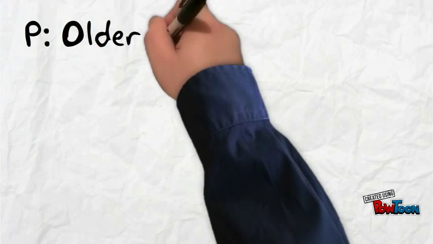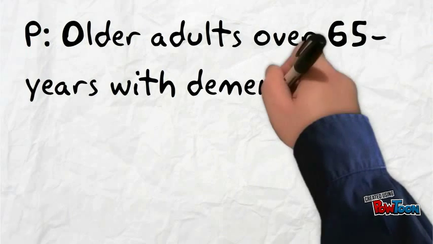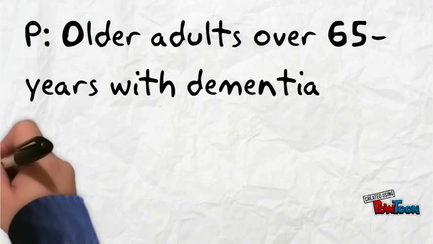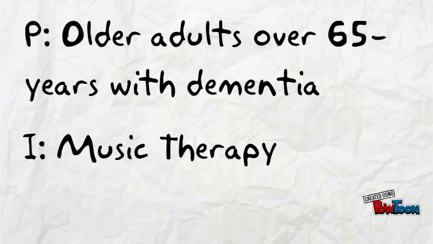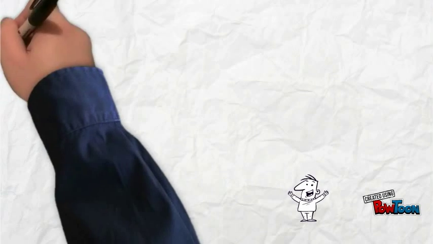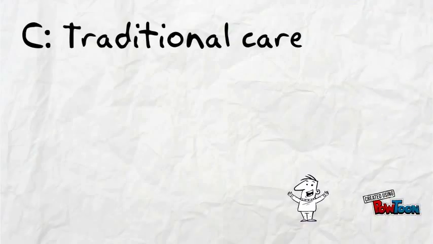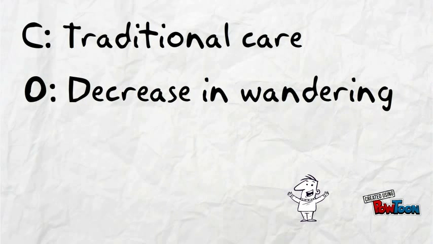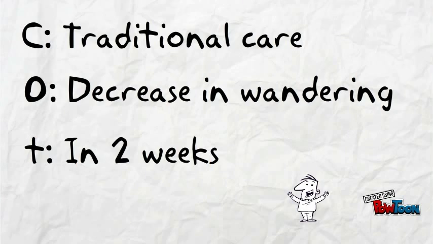So for our PICOt question example, P, population, older adults over the age of 65 who have dementia. I, intervention, music therapy modality. C, comparison group, traditional care or those who are exposed to no music therapy. O, outcome, decreased wandering or pacing behaviors. Little t, time, in a 2-week period.